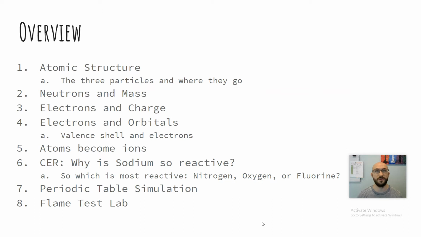All right, so for an overview, we're going to start from the beginning, talk about atomic structure. We're going to talk about neutrons in mass, electrons in charge, electron orbitals, what is a valence and what isn't. Then we're going to talk about why atoms become ions. Then we're going to talk about our CER, our claim evidence reasoning that we did earlier this week. Then we're going to talk about the periodic table simulation, which was homework a few classes ago. And then the flame test lab, which is technically your homework for this Thursday, Friday, October 1st and 2nd. Let's jump into it, shall we?